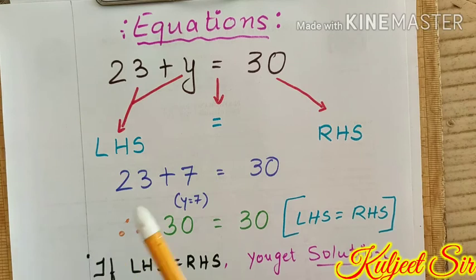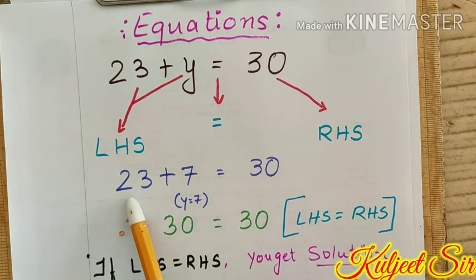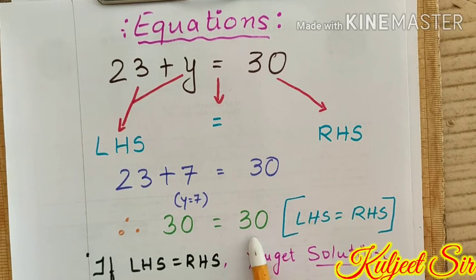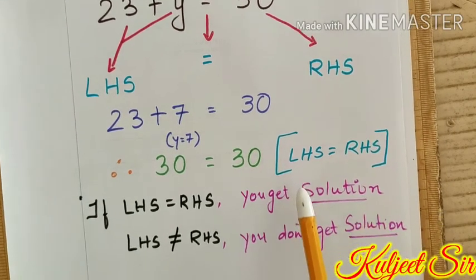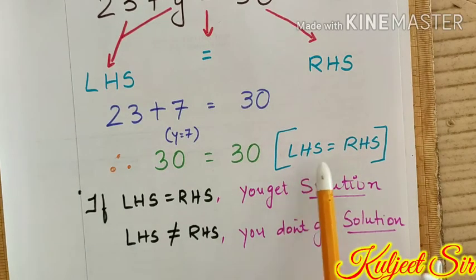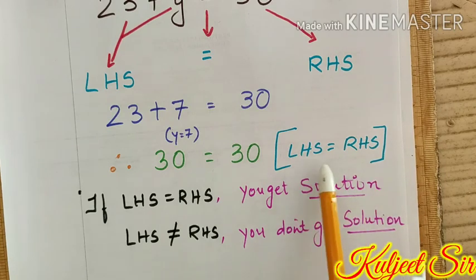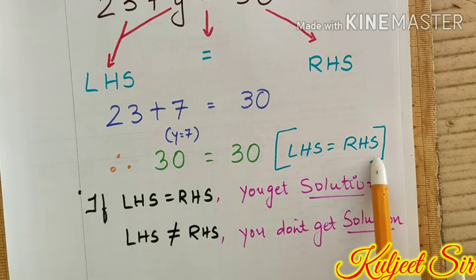Or directly, because this is a smaller number, I can do so. 23 plus 7, when I take the value of y as 7, then also I will be getting my answer as 30. So 23 plus 7 is equal to 30, and on the right hand side also you have your outcome as 30. So you can see, and we can explain that the left hand side always has to be balanced to the right hand side. LHS has to be balanced to the RHS part.